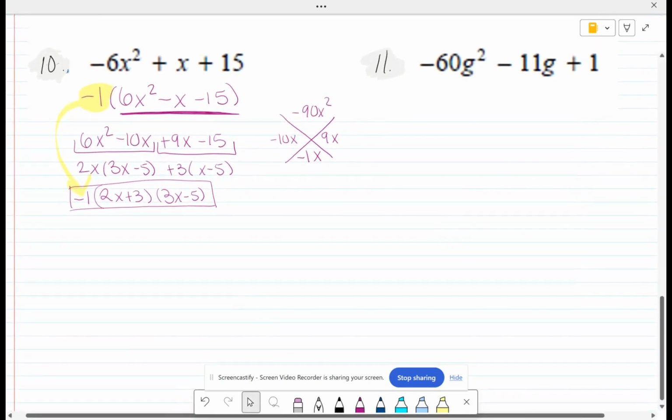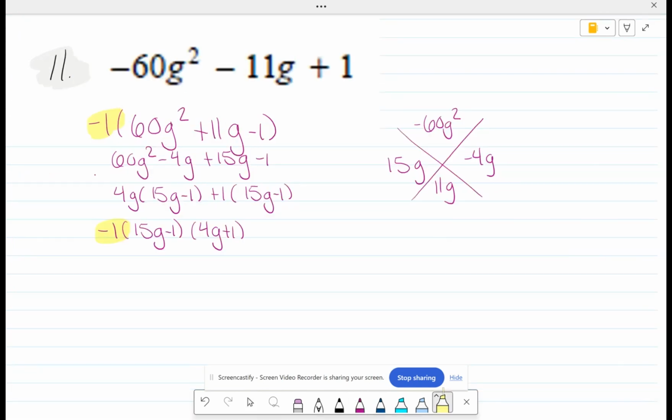Here's number 11, last question. Go ahead and give that a try on your own and then come back. And there is the work for 11.